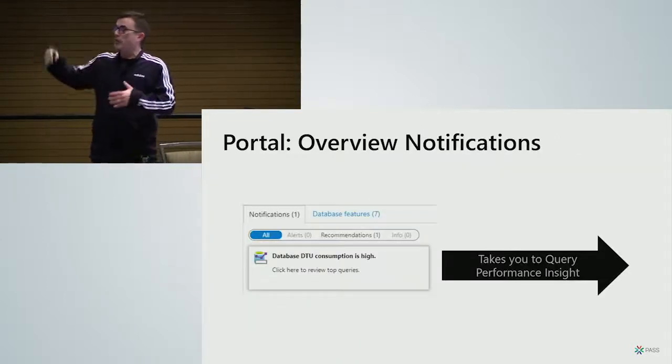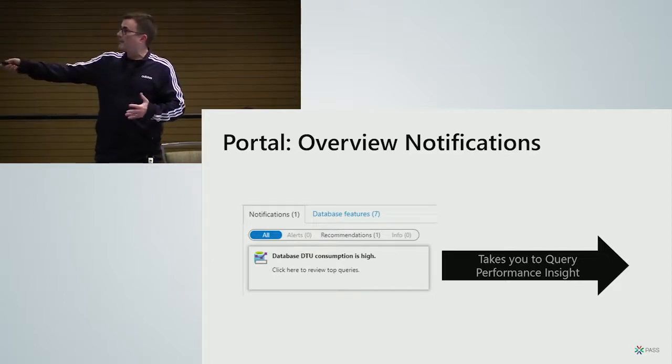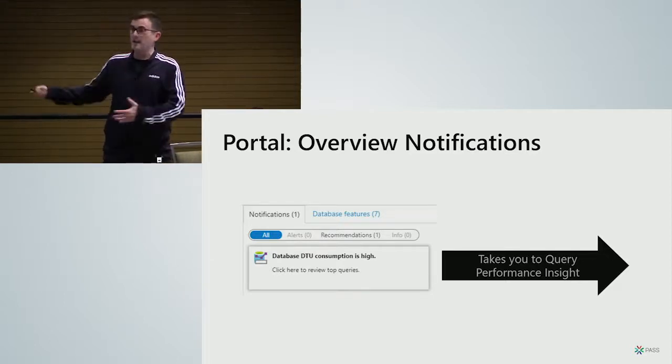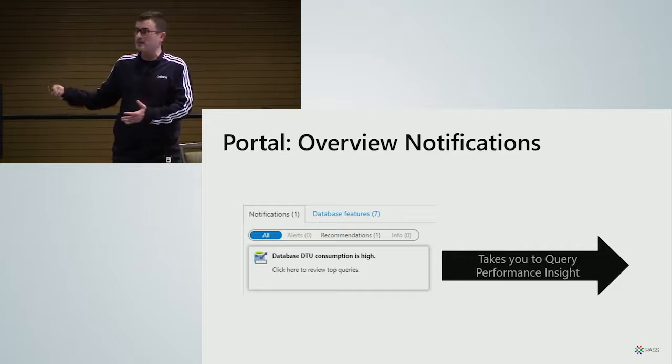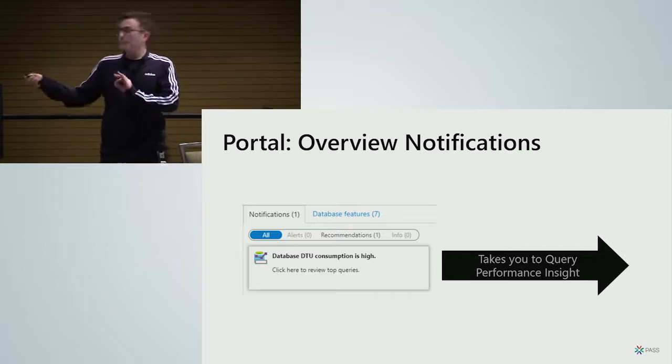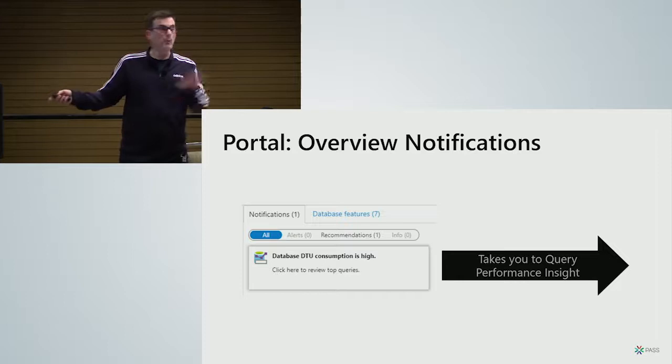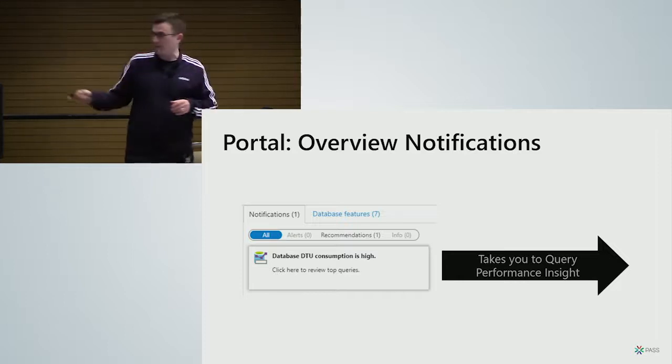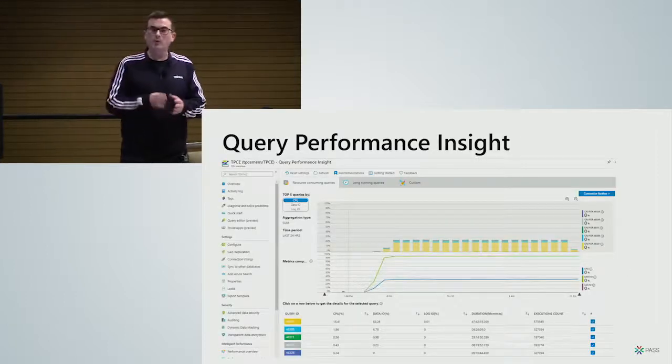The other thing is if you scroll down from that overview, you'll see something around recommendations. If you are saturating DTU or vCore resources, we will tell you. And if you click on the actual tile where we say, hey, we think you're using too many resources, we'll bring you to something called Query Performance Insights. And again, you have the choice.